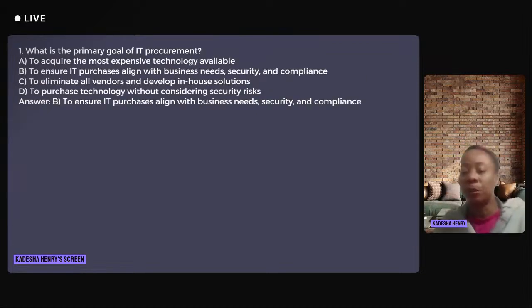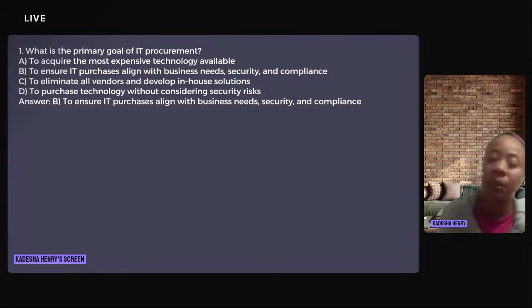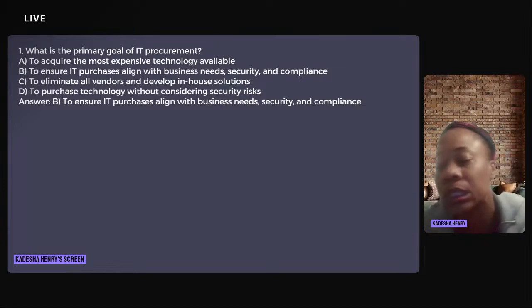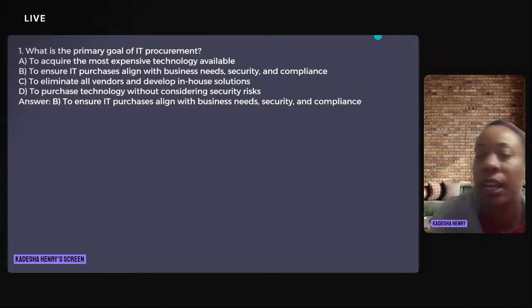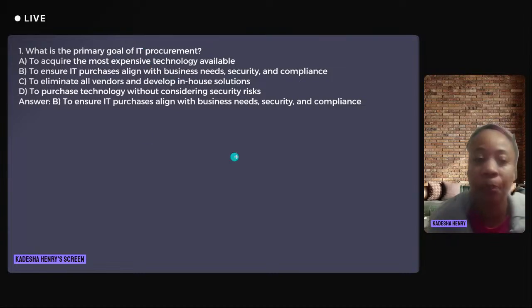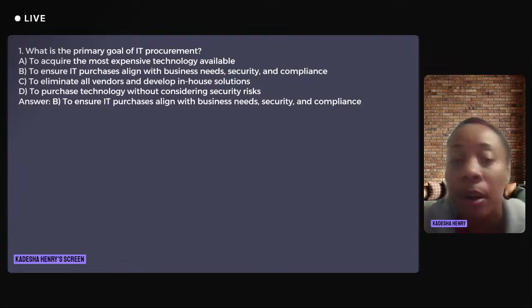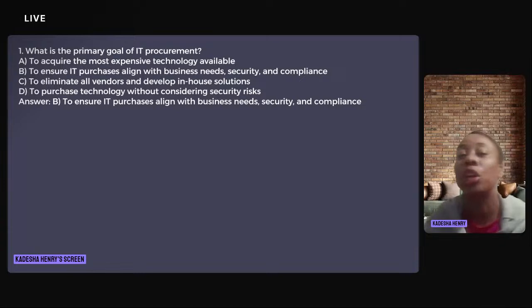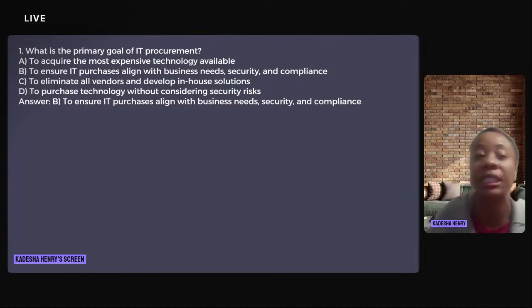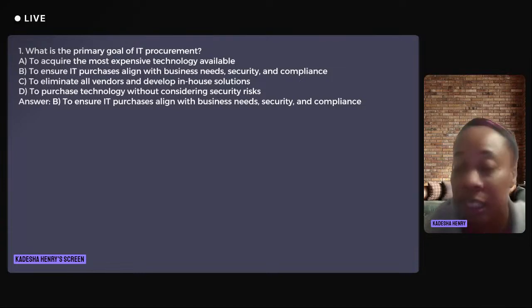We're going to look at a few multiple choice questions that will help us reinforce this aspect. So take a deep breath, because we're going to be going through this multiple choice. Okay? So, one, what is the primary goal of IT procurement?